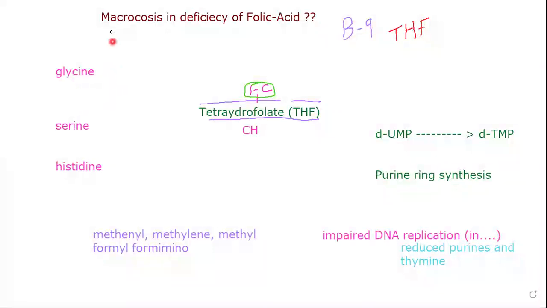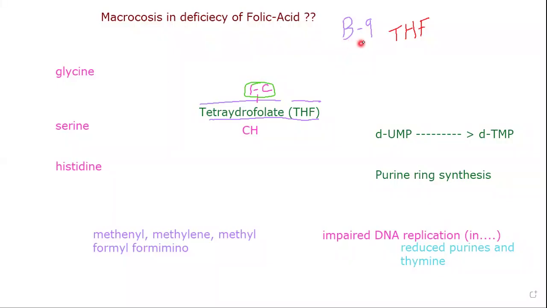So we are going to discuss today why macrocytosis or the macrocytic anemia occurs in deficiency of folic acid. Macrocytosis means RBCs are large size. Large size erythrocytes are there. So why does that occur in folic acid deficiency?